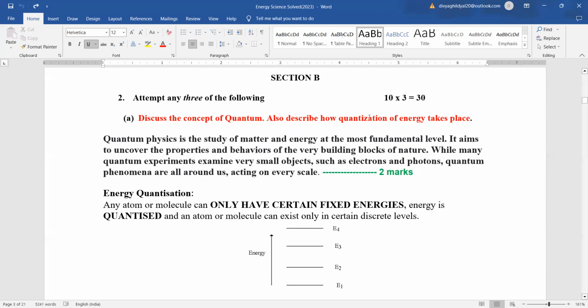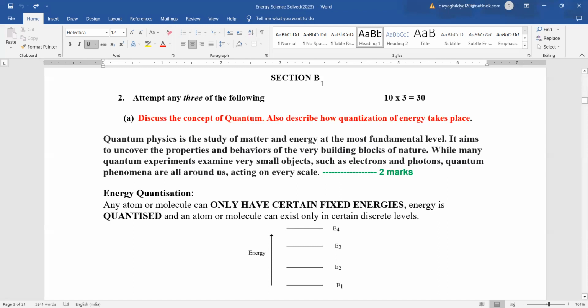Also, describe how quantization of energy takes place. This question has been asked many times in this paper. This is related to quantum physics. Quantum means that light travels in bundles or quanta of energy. So it is the study of matter and energy at the most fundamental level.